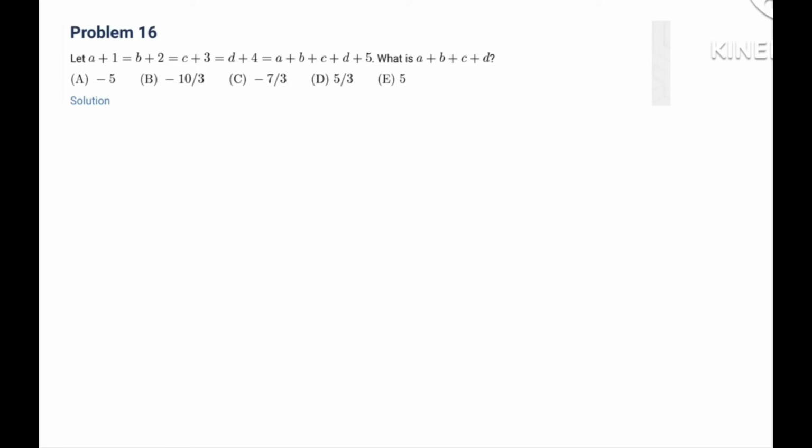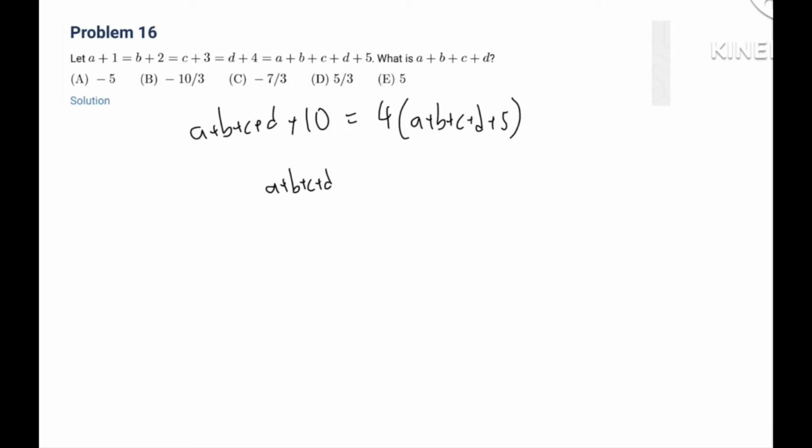Problem 16. Let A plus 1 equal B plus 2 equal C plus 3 equal D plus 4 equal A plus B plus C plus D plus 5. What is A plus B plus C plus D? So let's just add all these together. Then A plus B plus C plus D plus 1, 2, 3, 4, which is 10, equals 4 times A plus B plus C plus D plus 5, right? So A plus B plus C plus D plus 10 equals 4 times A plus B plus C plus D plus 20.